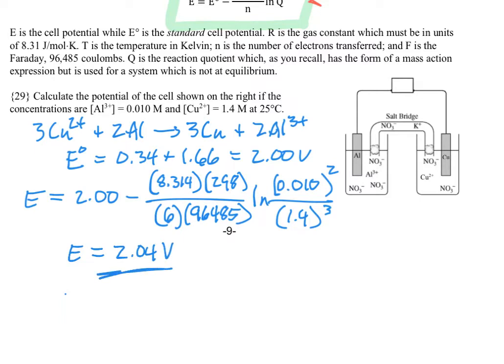Now, that's not a big change, right? We went from 2 volts to 2.04 volts. But in every portion of a volt, there's actually a fair amount of work that's going on here. So while this only changed by 4/100ths of a volt, that actually does represent a fair amount of work that the electrochemical cell could do. All right, let's move on.